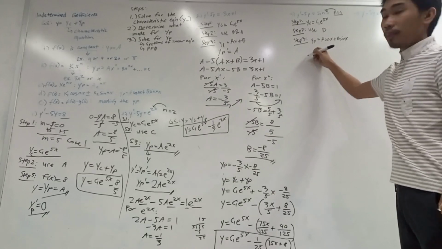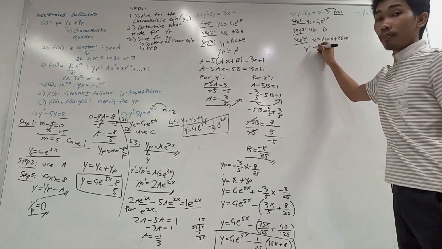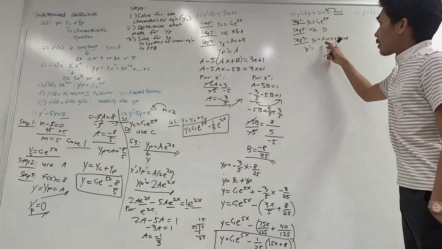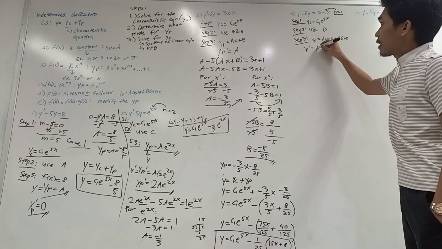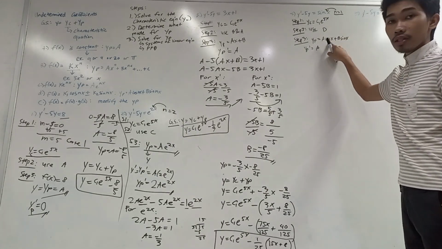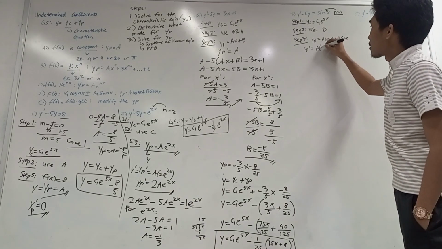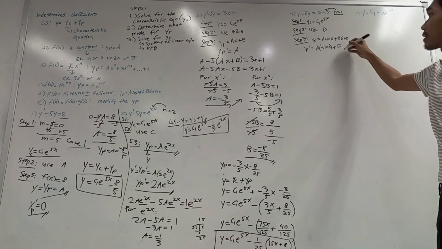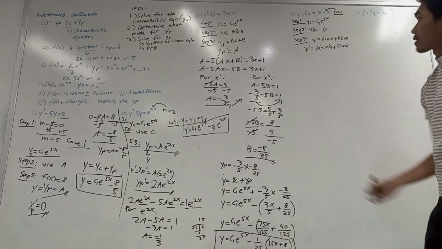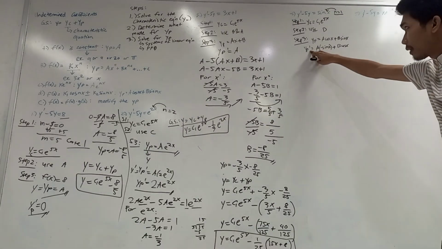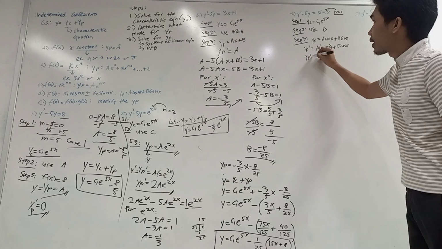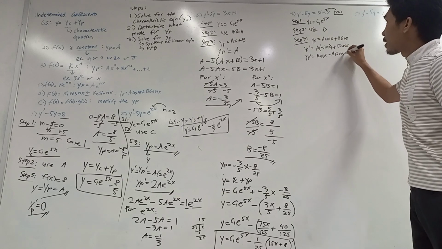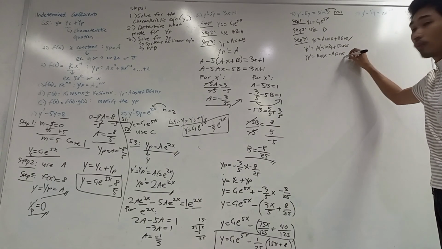Ngayon, kunin natin yung yp prime. Yp prime. So, yp prime is i-derive lang natin yung equation. So, as we can see, constancy A, so as is. And then derivative ni cos x is negative sin x plus B. Derivative ni sin x is cosine of x. So yp prime equals to, simplifying, yp prime is b cos x minus a sin x. So, meron na tayong yp, meron na tayong yp prime.